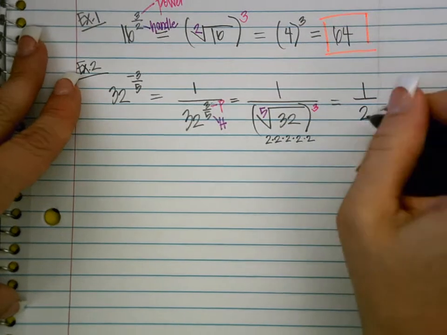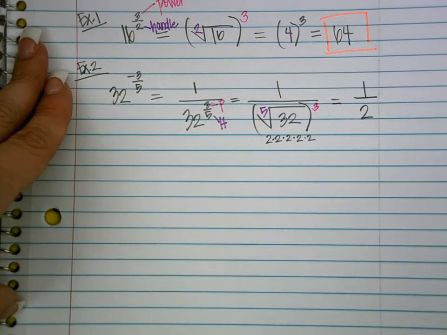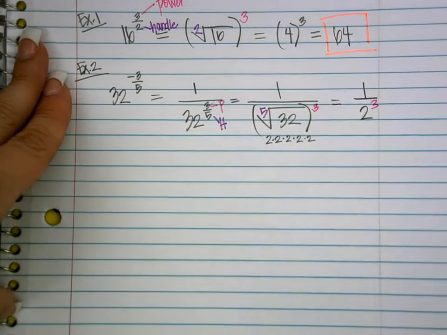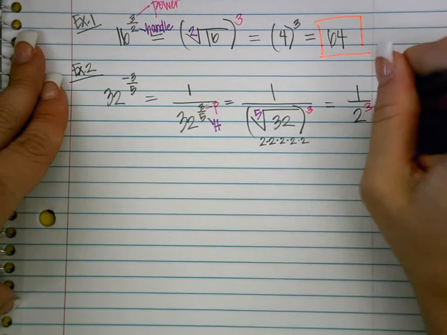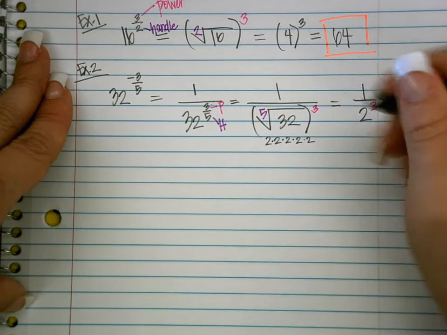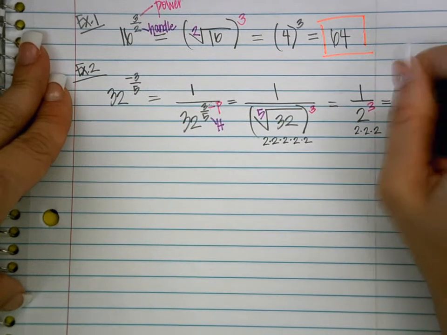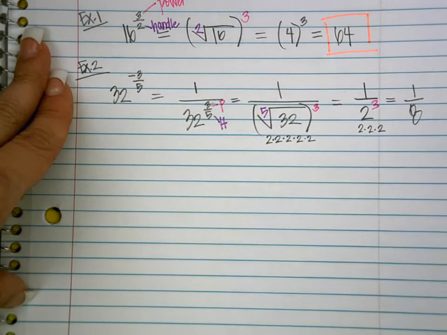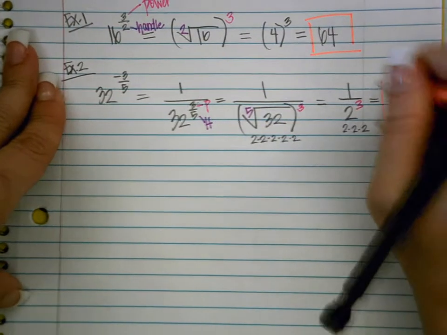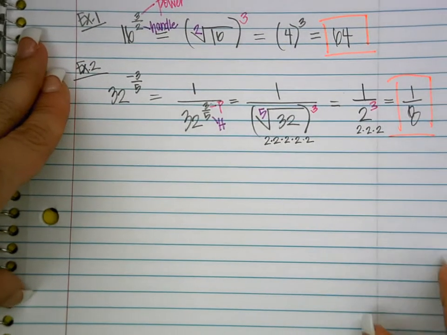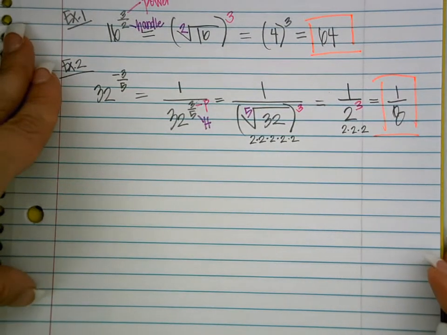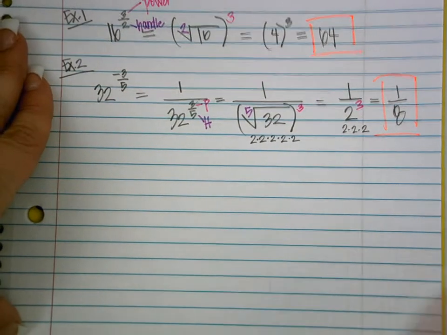Then I have to take this to the 3rd power still. And what is 2 to the 3rd power? That's basically 2 times 2 times 2, which is what? 8. So 1 over 8 is the actual answer that we're looking for. 1 over 8. You will probably get really good at your powers of 2. You'll just kind of memorize them because we use them a lot.